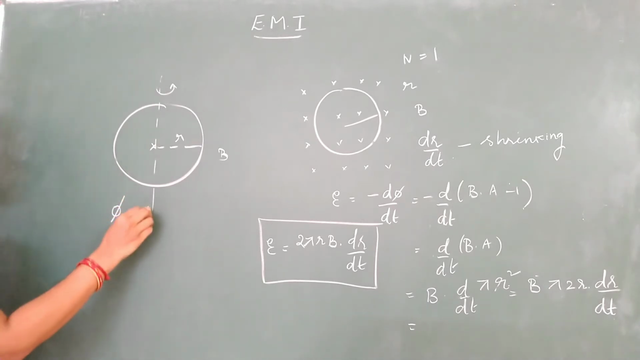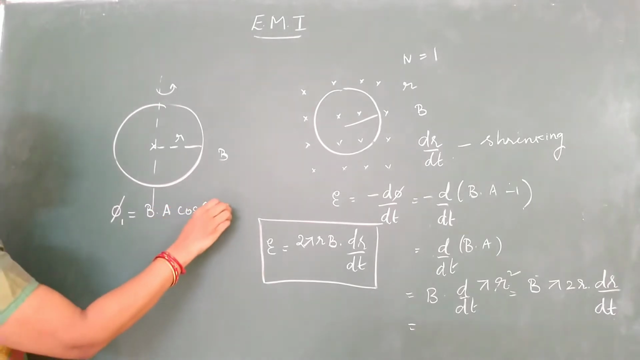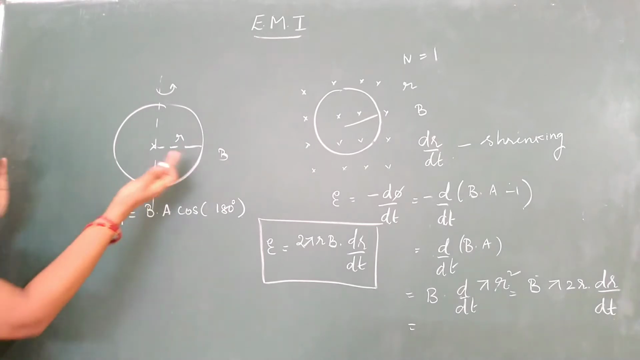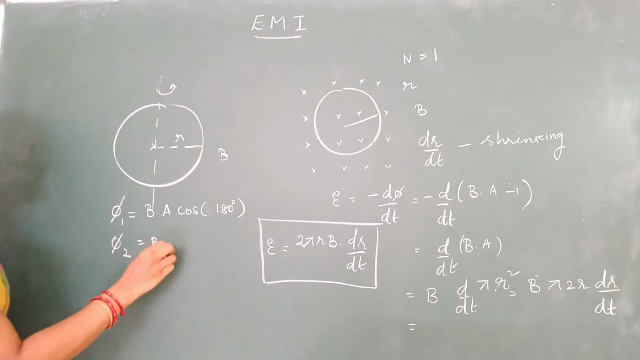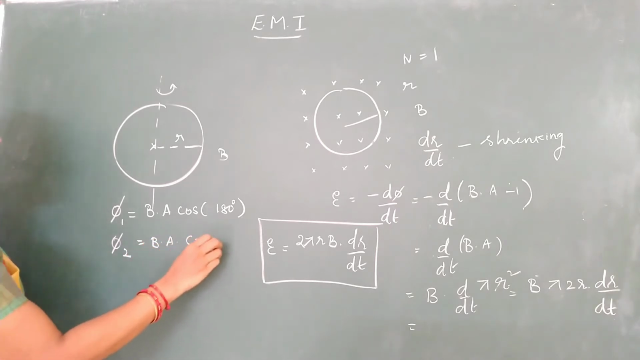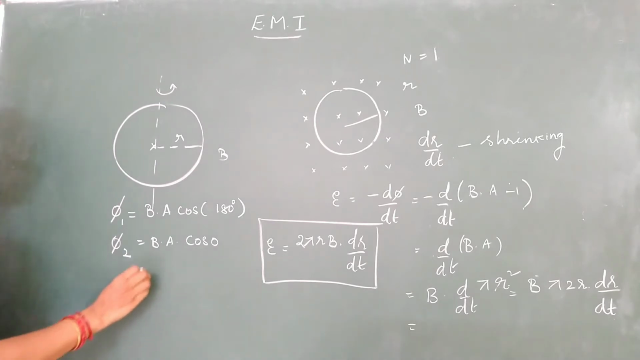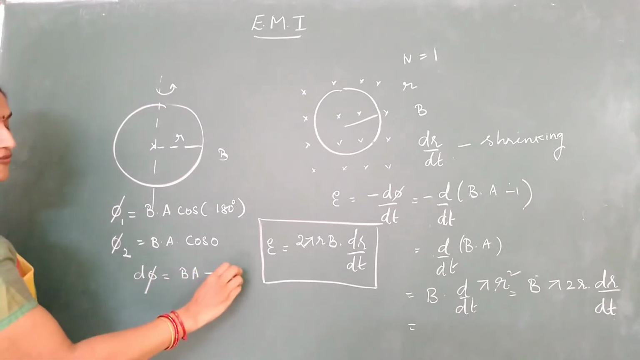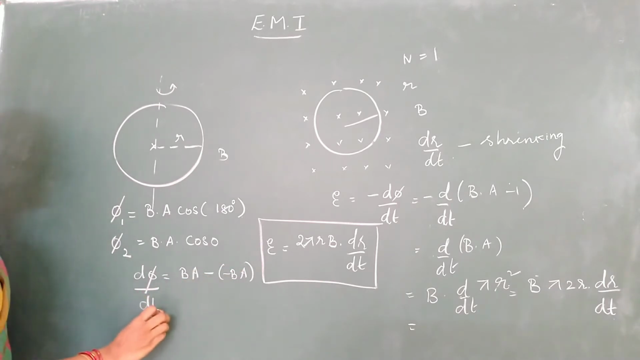If I write the initial flux as B into A into cos 180, cos of 180 degrees. After rotation, final flux is B into A into cos 0. We know cos 0 is 1 and cos 180 is minus 1. So what is the change in flux d phi equal to phi 2 minus phi 1? That is BA minus of minus BA. And this occurs in a given interval of time.